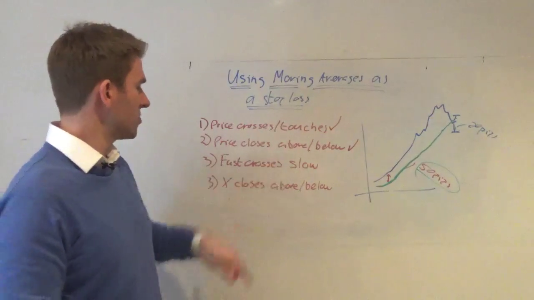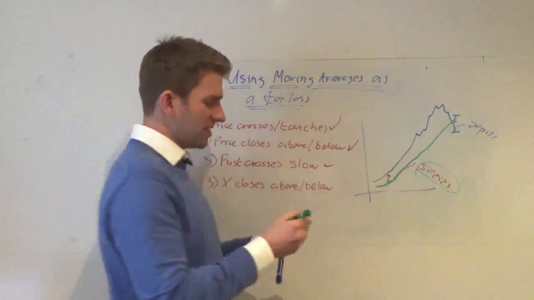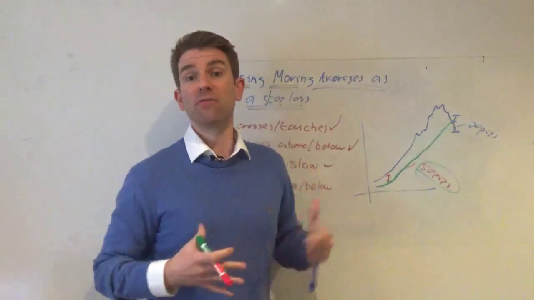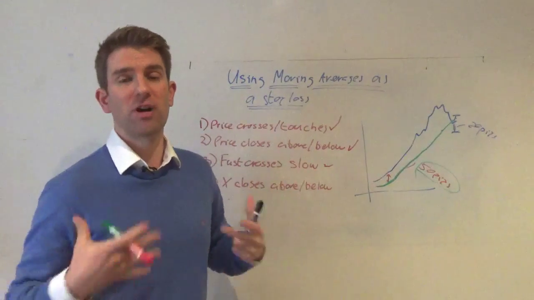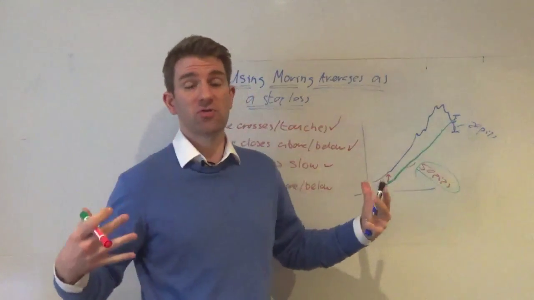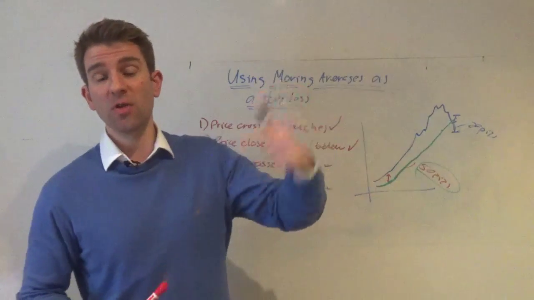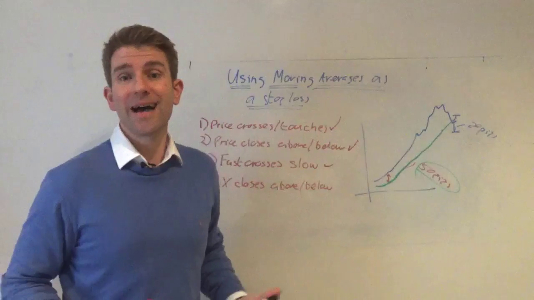Okay, the fast crosses the slow. There's a little bit of variation on this. I'm not sure how I like this. This is kind of the standard moving average exit strategy that we'd have if we were trading a moving average crossover strategy. So the fast crosses the slow, we get in. The fast then crosses the slow the other way, we get out. We can use that as a stop.